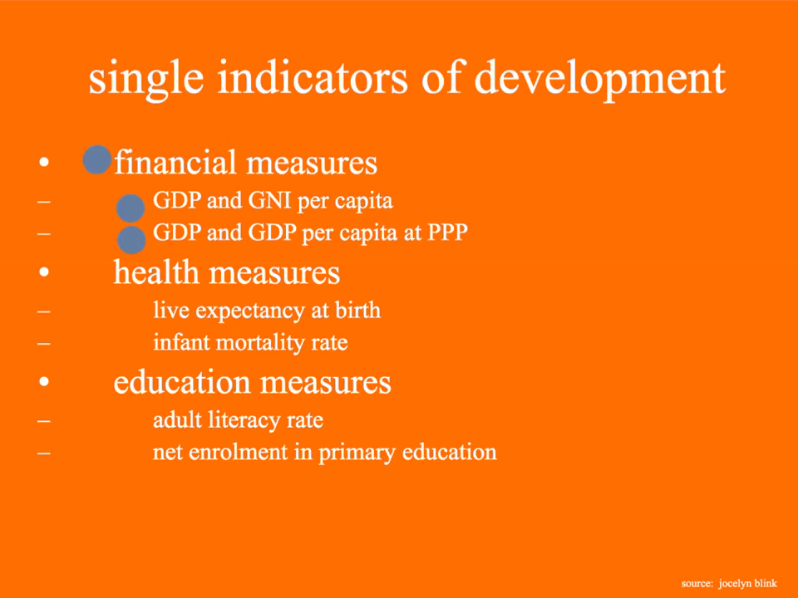Now, health measures. What do we want to know about health measures? How can these single indicators help us understand the development in a particular country? Well, first of all, life expectancy at birth is simply a measure, usually expressed on a country-by-country basis, of the average number of years that a person may expect to live from the time that they are born. And of course, all of these get rolled into the composite indices that we'll talk about later.